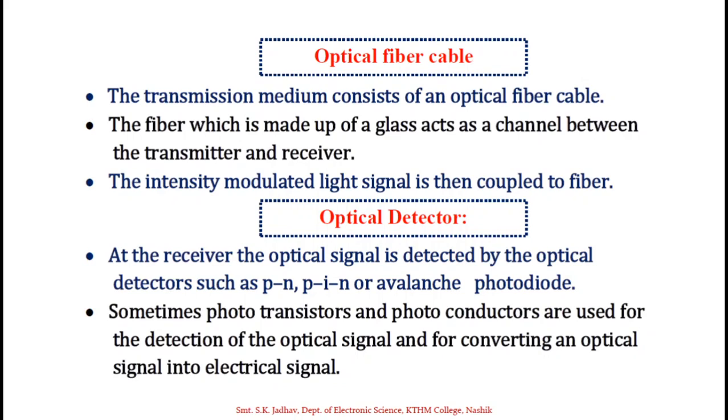And then the electrical signal is again processed and given to the transducer, or you can say output transducer, to get the original information or original signal back. That means signal is again demodulated. That means electrical signal is again converted into the original signal by using output transducers such as loudspeaker.